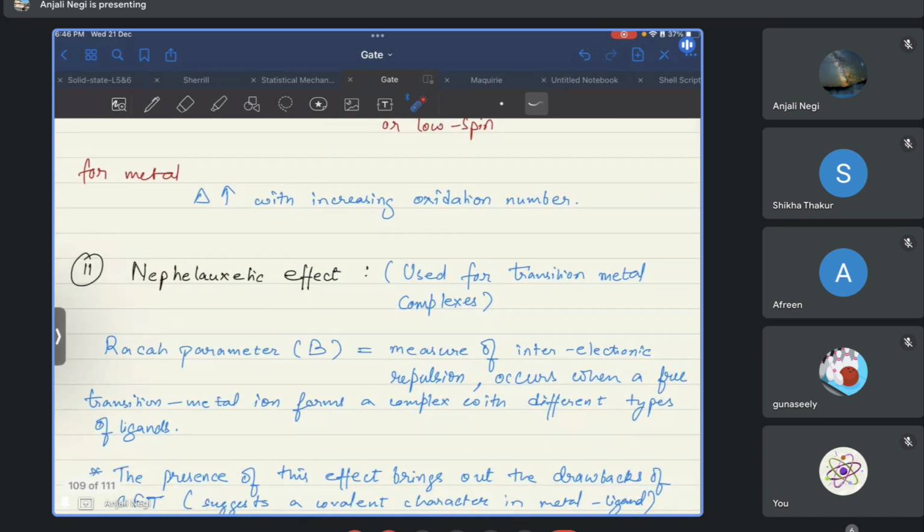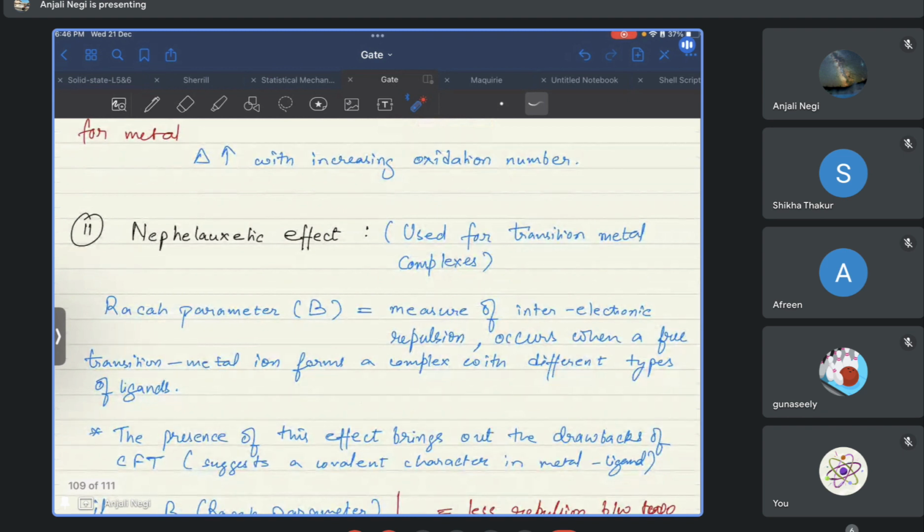Now coming to the nephelauxetic effect. For the nephelauxetic series, we have to first understand the nephelauxetic effect. So what is this effect? This is used for the transition metal complexes. In these transition metal complexes we see this nephelauxetic effect, and in this effect basically only one important parameter is used, the Racah parameter.